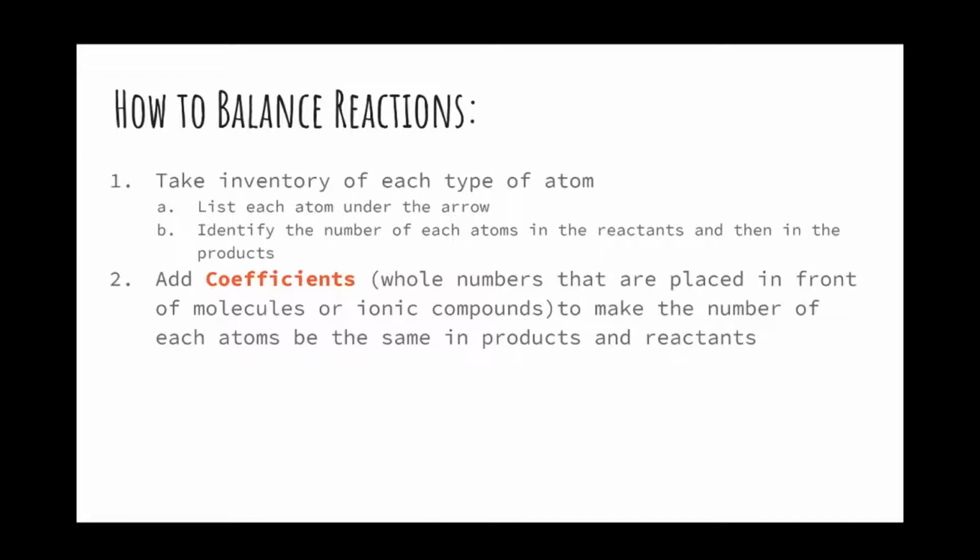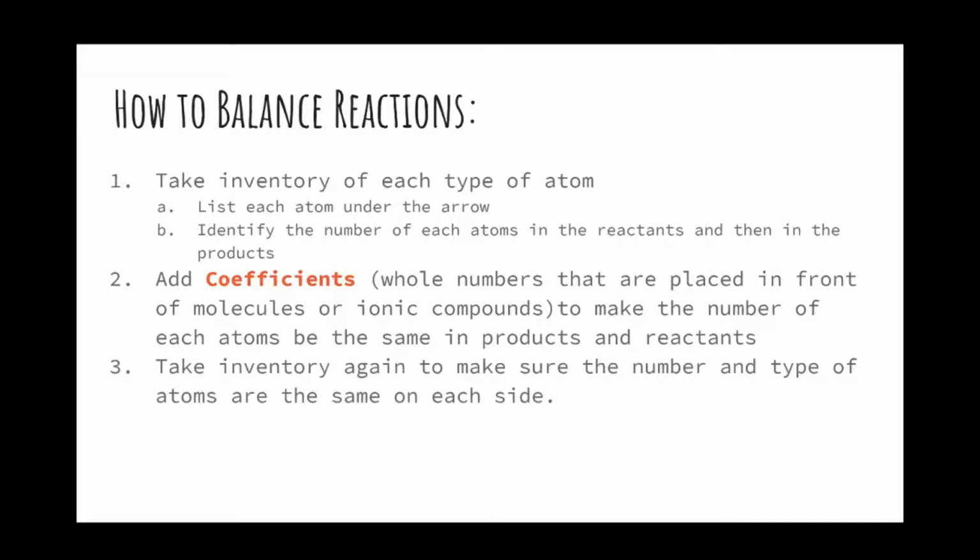So we add these coefficients and then we can multiply them by that number, and then we can change how many atoms we have on the product or the reactant side so that in the end, they will equal each other. After you do this, you want to make sure that you take inventory again, and you want to double check that the number and type of atoms are the same on each side.